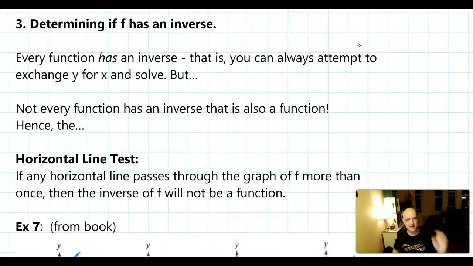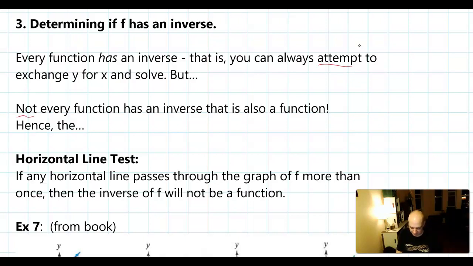All right, so fun fact out of the way. Now here's one of the main ideas of this video. Determining if f has an inverse. So it is true that every function kind of has an inverse relationship. That is, most operations and functions can be undone in some way. And you can always switch x with y and at least try to solve.